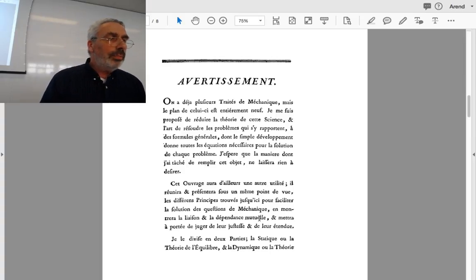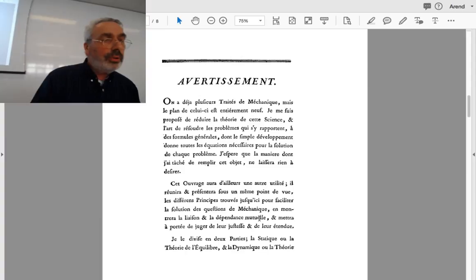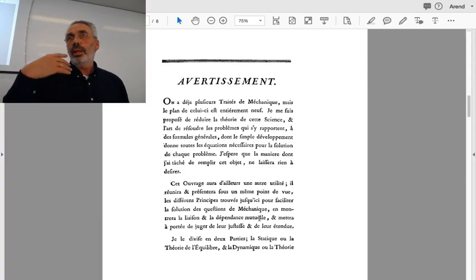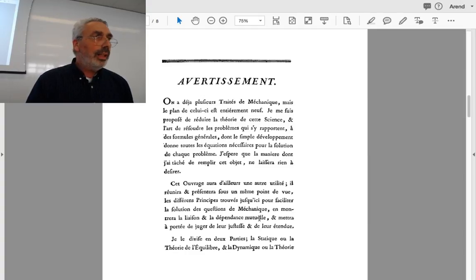On a déjà plusieurs traités de mécanique. There are already a lot of books on mechanics, he says. Mais le plan de celui-ci est entièrement neuf. But the book I show you here, or the plan, the method I show you here, is totally new. So he says, there are already a lot of books, but my book is new, what I'm going to show you.